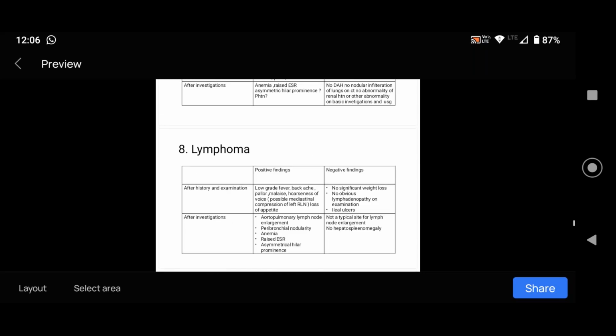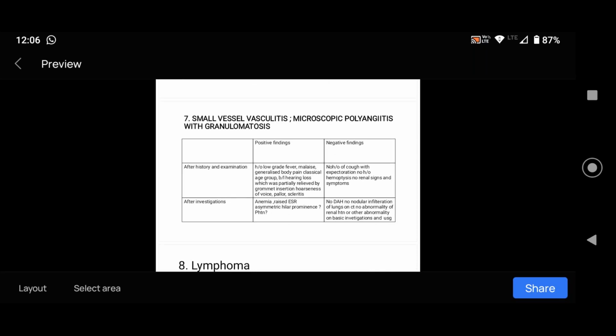So when you look at that list of conditions which can present as fever, the first was infections, inflammatory conditions, connective tissue disorders, and now you have come down to malignancies.